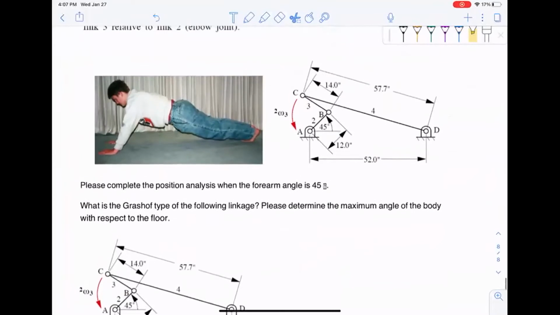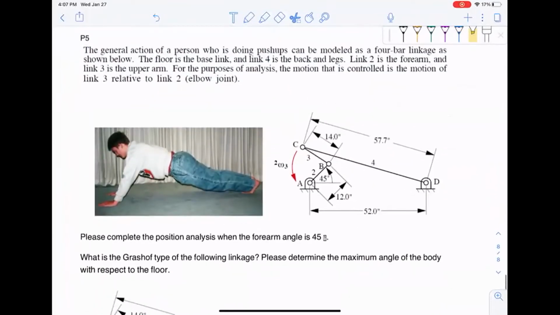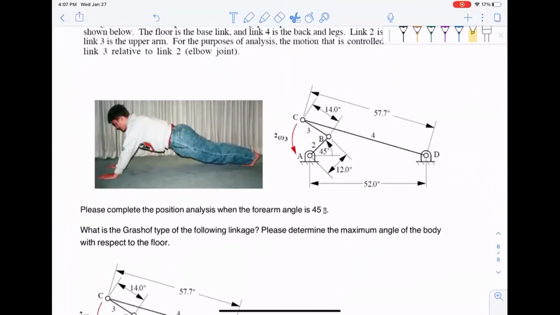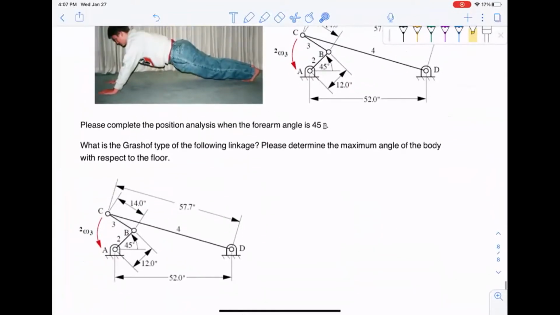Okay, so let us start with the final problem of recitation 3, that is question number 5. Over here we have to model a person doing push-ups as a 4-bar linkage. On the right hand side over here we already have a model of the 4-bar for a person doing push-ups. So we have to solve the vector loop equation for this problem as well.